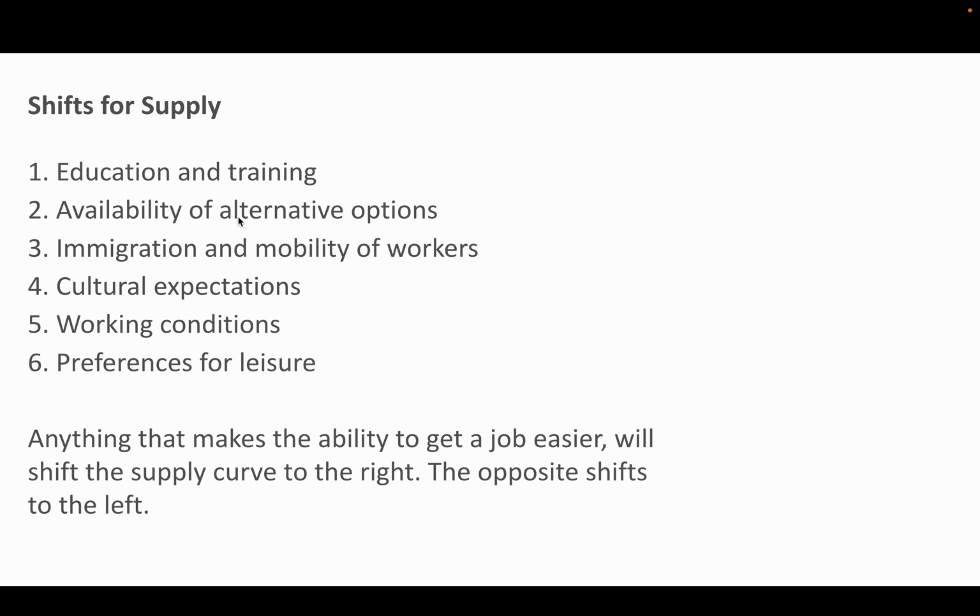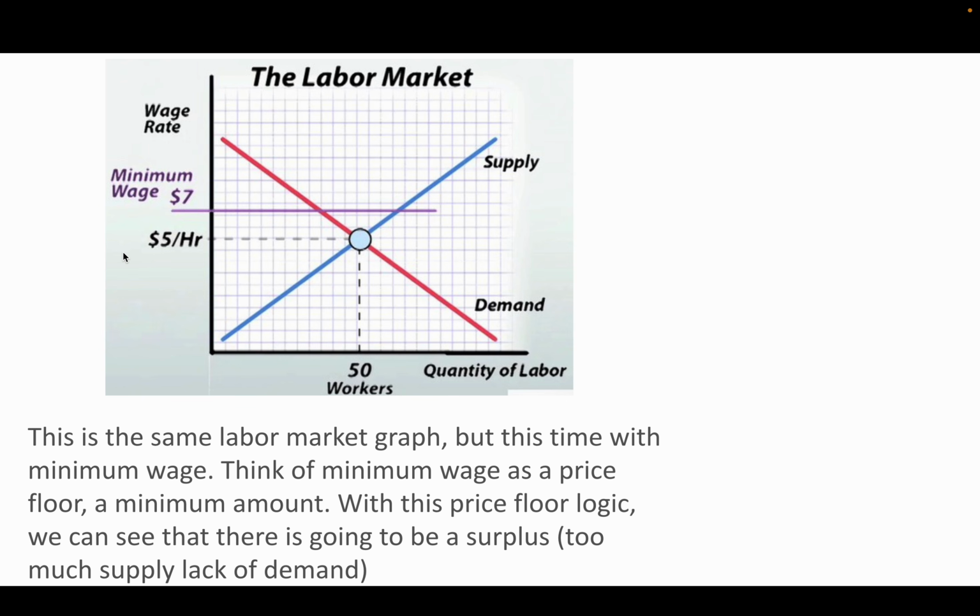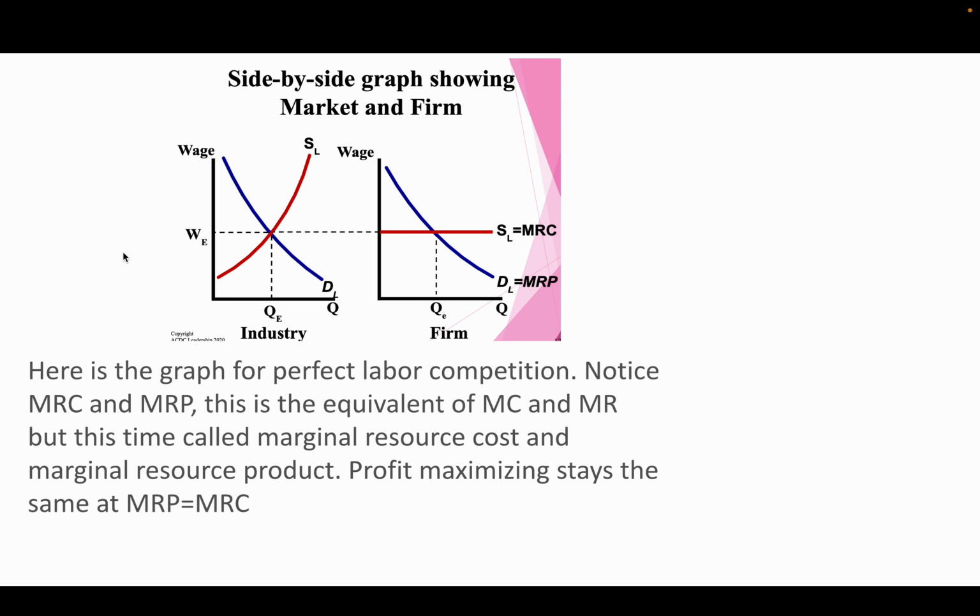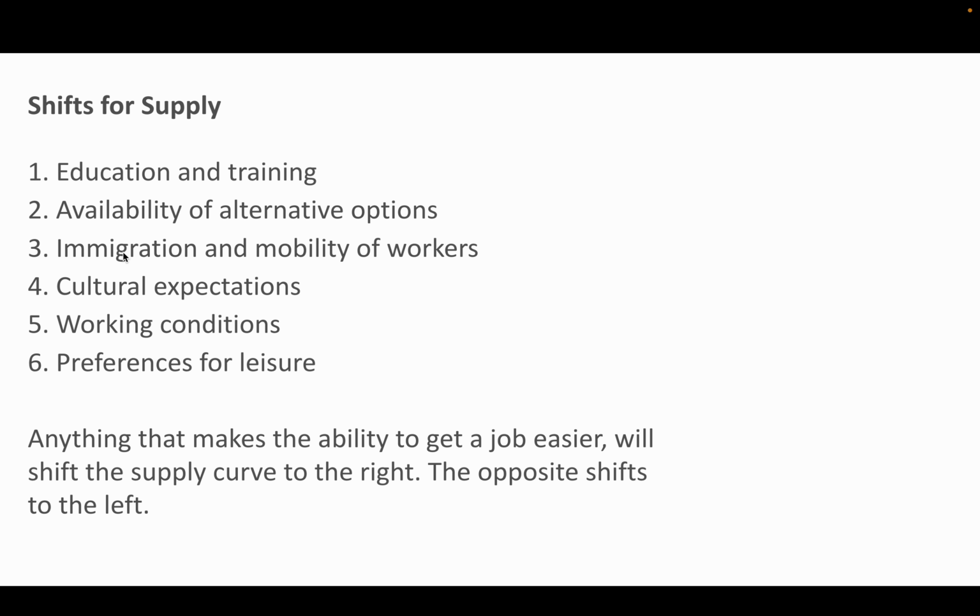Availability of alternative options, the education and training on stuff, a huge amount of things. Just remember, it's your willingness and your ability to join some sort of job. So there's a lot of different things, but most of it is cultural, okay? So now we understand the basic idea of labor supply and demand.